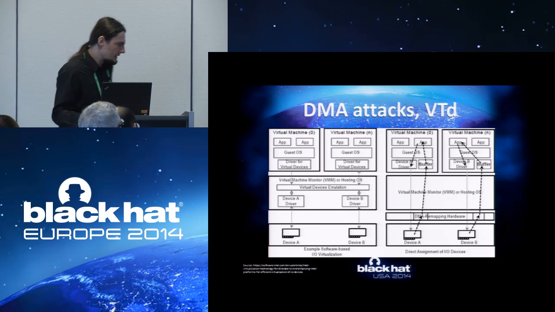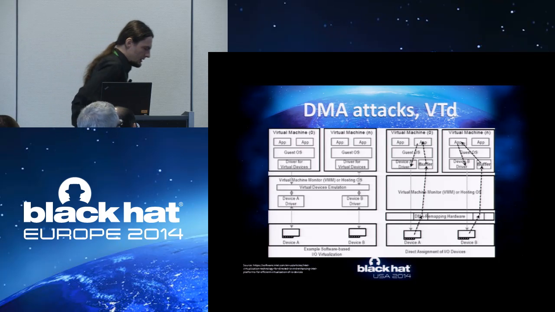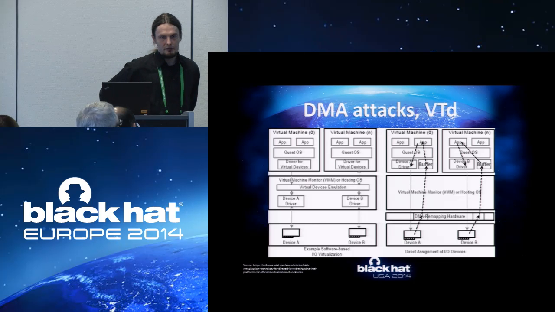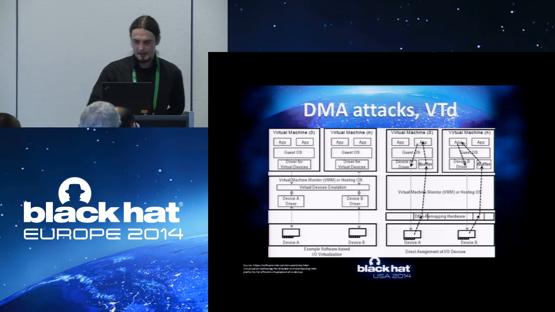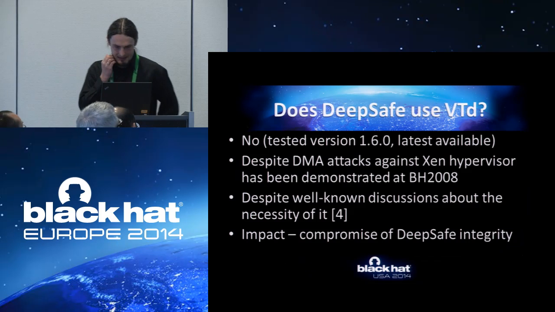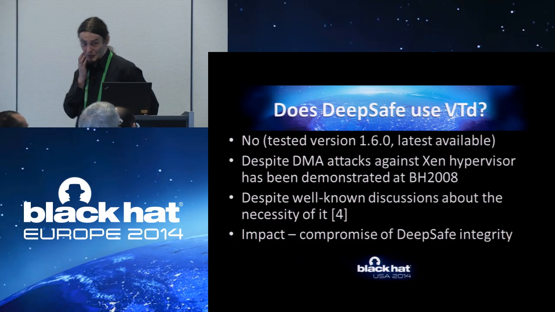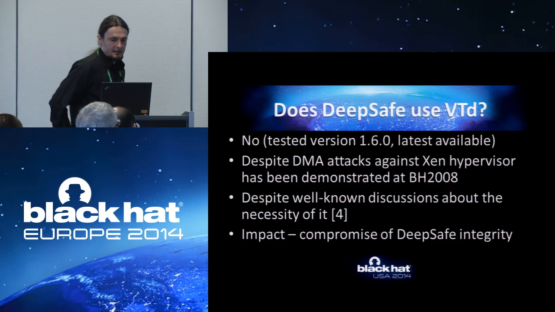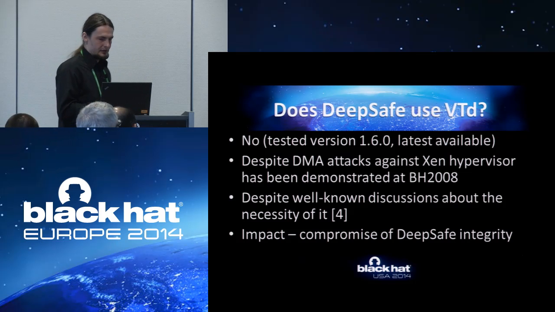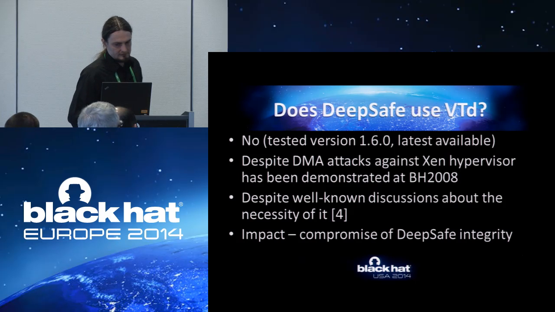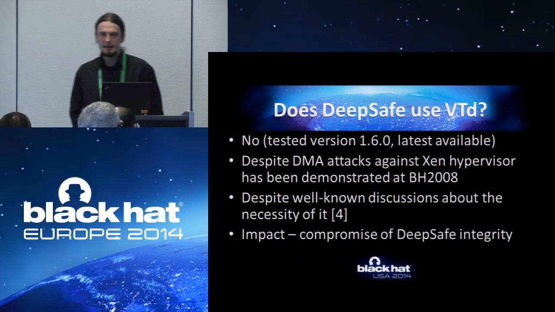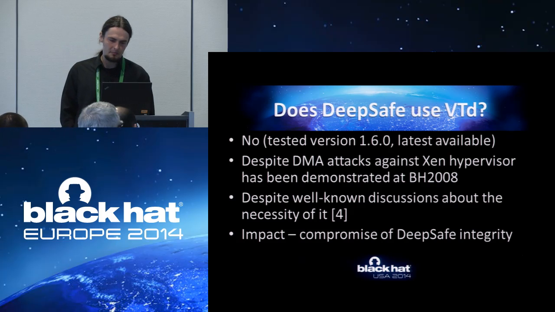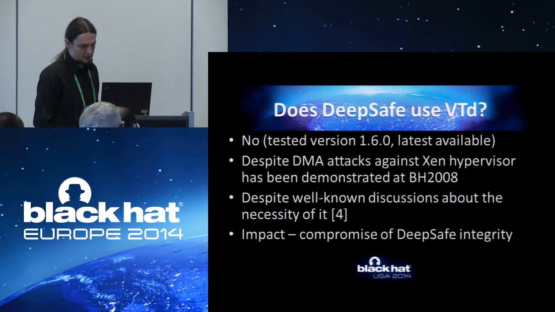So again, it means that in order to be secure, DeepSafe must configure VT-d, right? And does DeepSafe use VT-d? And the answer is no, unfortunately. At least in the tested version 1.60, so the latest available. And again, this knowledge is not something entirely new, right? Particular DMA attacks against the Xen hypervisor were demonstrated by me at Black Hat 2008, so a long time ago.